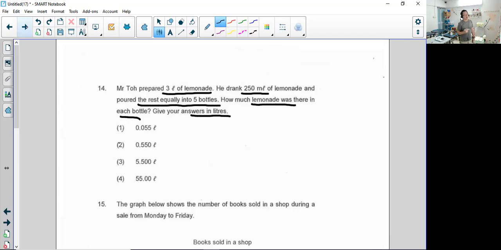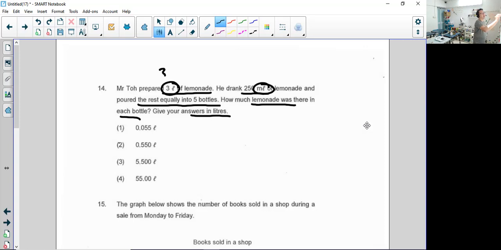Now, because it's a paper 1, there's no calculator. So we try to avoid working with decimals. So what we will do is change them into whole numbers. How do we change them? If you look carefully, there's a liter here and there's an ml there. So the first thing that you need to take note of is you must make them all the same units, so that when you add or minus, they are in the same units.